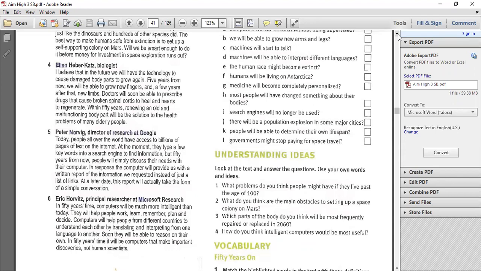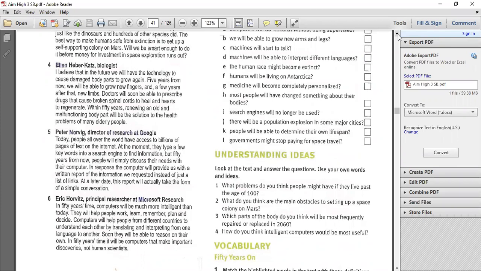Medicine will become completely personalized. Most people will have changed something about their bodies. Search engines will no longer be used. There will be a population explosion in some major cities. People will be able to determine their own lifespan.